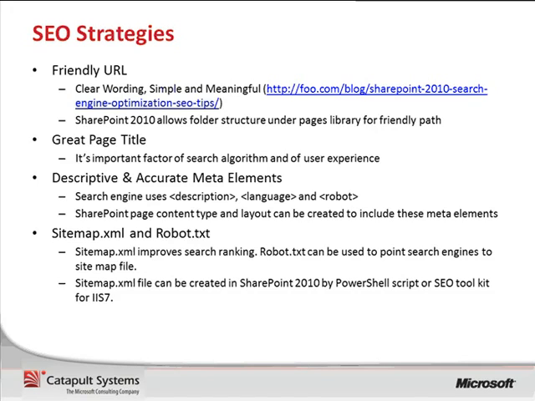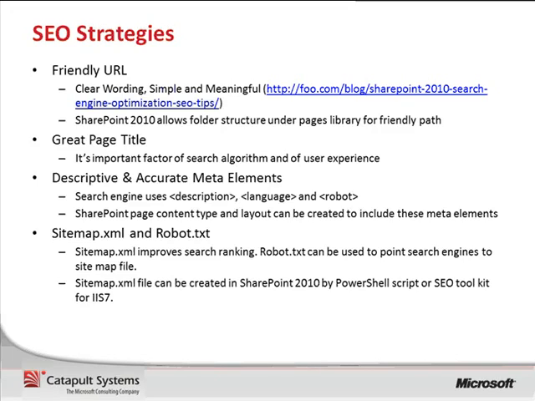So first, you want to build a friendly URL. Clear wording, simple and meaningful. It's very important. Having your website say contos.com/123/456.html is going to have a much lower search engine ranking than having a very detailed, descriptive URL. Having contos.com/product/camera/Canon is going to have a much higher ranking than just numbers.